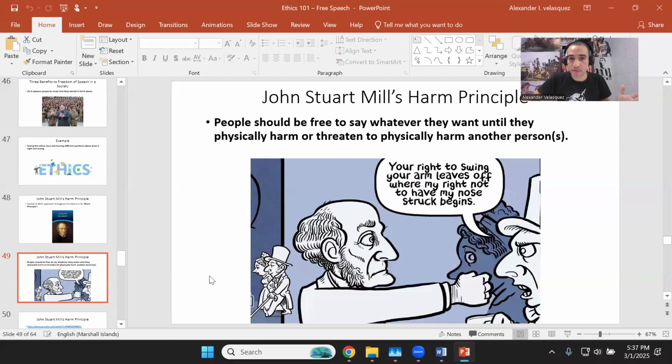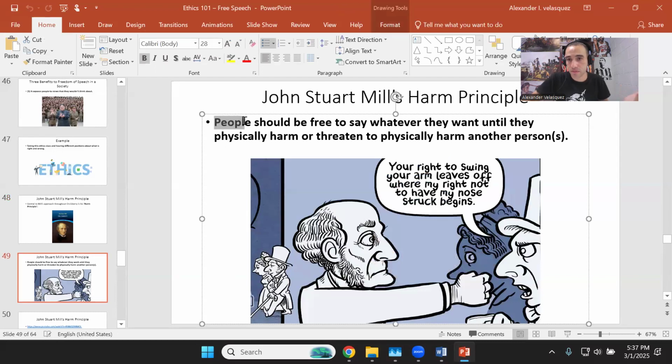One thing that John Stuart Mill says is, I'm just going to read it: people should be free to say whatever they want. So he's very pro free speech. He says, until they physically harm or threaten to physically harm another person. So let me give you an example. I can say something to someone and criticize them. Like if I'm making a speech about the president and I say, the president's doing a terrible job, the president's not doing the right thing, whatever, that's fine. John Stuart Mill says people should be free to say that. If they want to criticize the president, they should be able to.